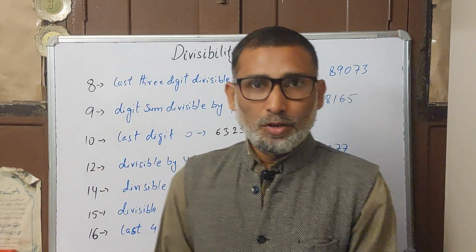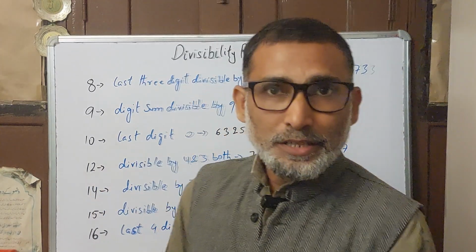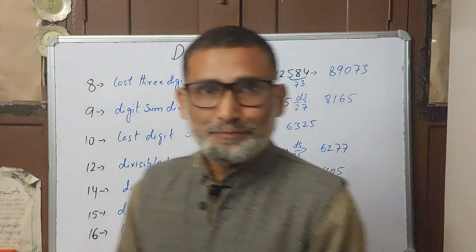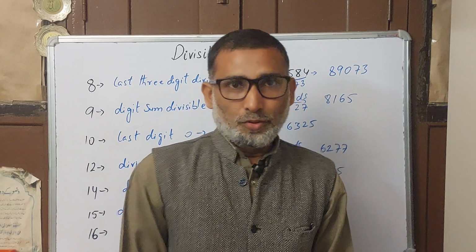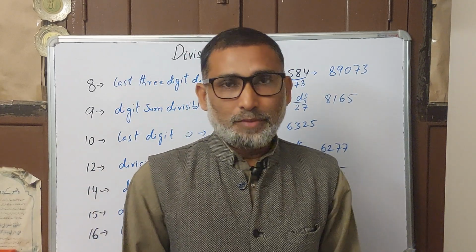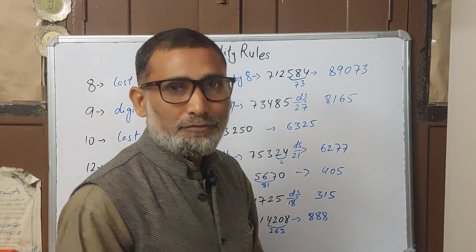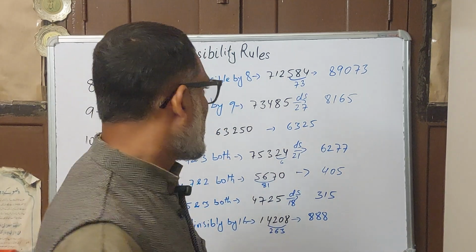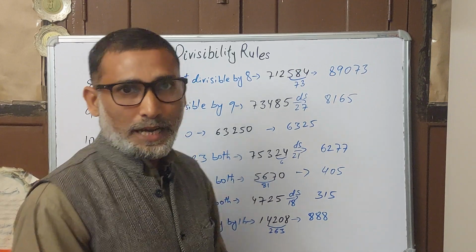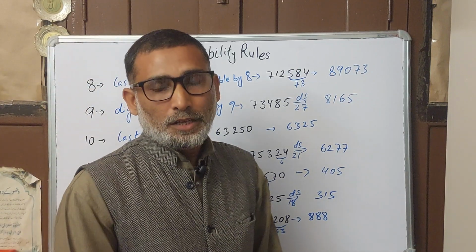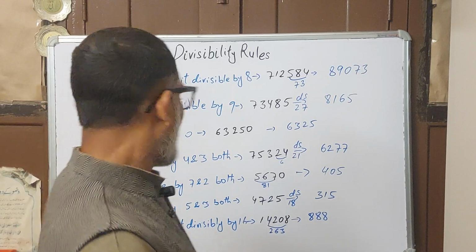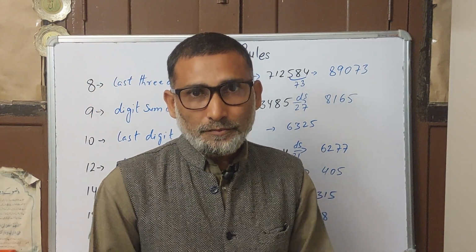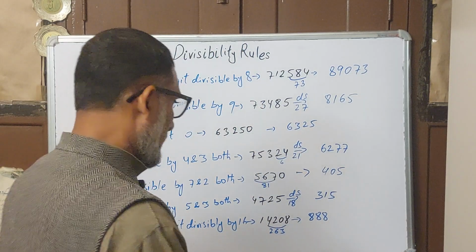Today we learn about divisibility rules from 8 to 16. So be with me, and you will learn how to easily check within 30 seconds whether a number is divisible by these numbers or not, like 8, 9, 10, 11. Here 11 is already described, so 12, 14, 15 and 16. So without any delay, let's start.